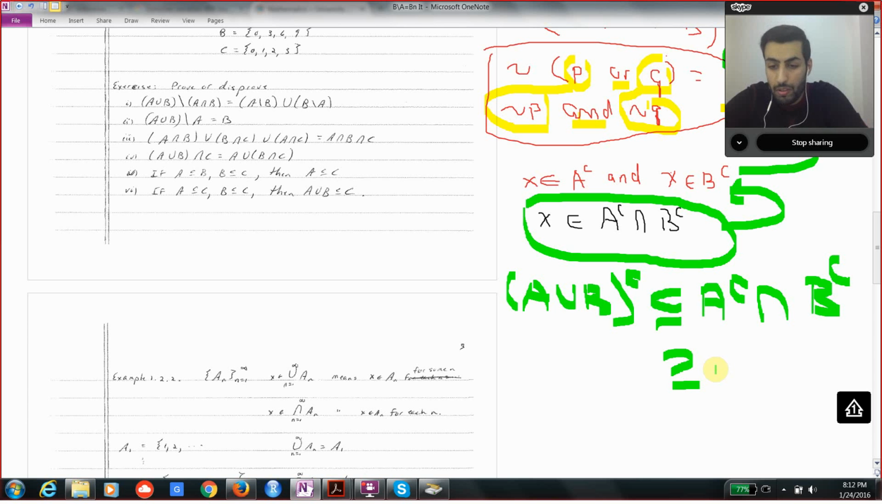That's right. Because notice what equal means. Equal means that you have to prove that A is a subset of B, but then you have to go backwards and show that B is a subset of A.